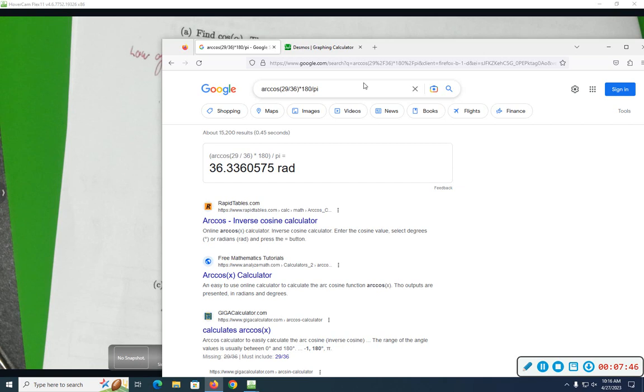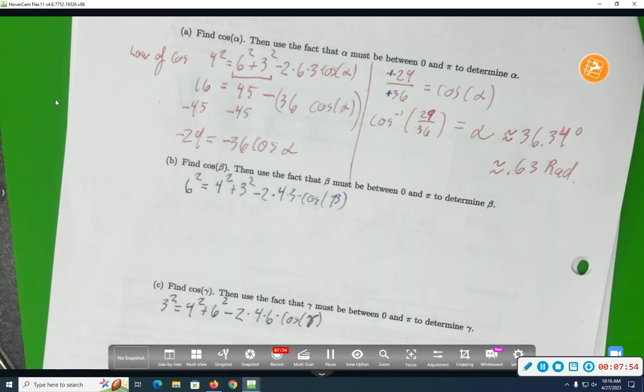So, here is what I would like you to do now. Find the angle beta. Find the angle gamma. And I don't know, do you think it'll be an extremely similar amount of work? I bet.